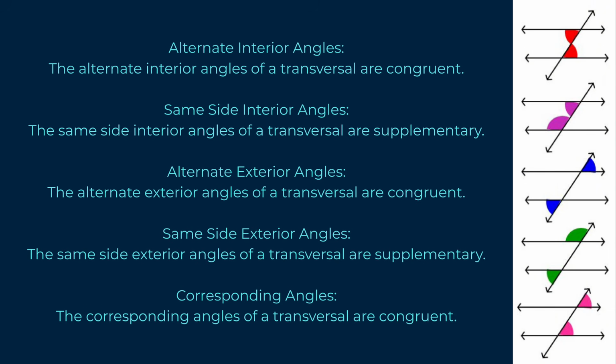And you might notice that if we have a singular transversal with parallel lines, then we can make connections between all of these angles. So let me go over the very specific proof that enables us to prove these theorems, more specifically the first 4 theorems, using the corresponding angles theorem. The corresponding angles of a transversal are congruent, which we know is true.